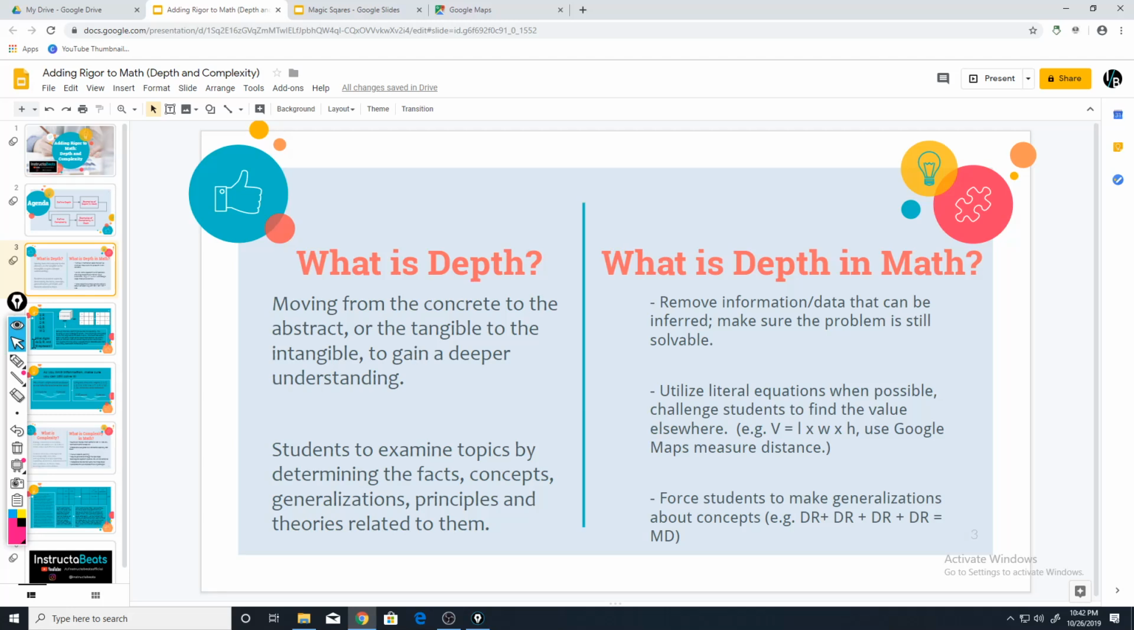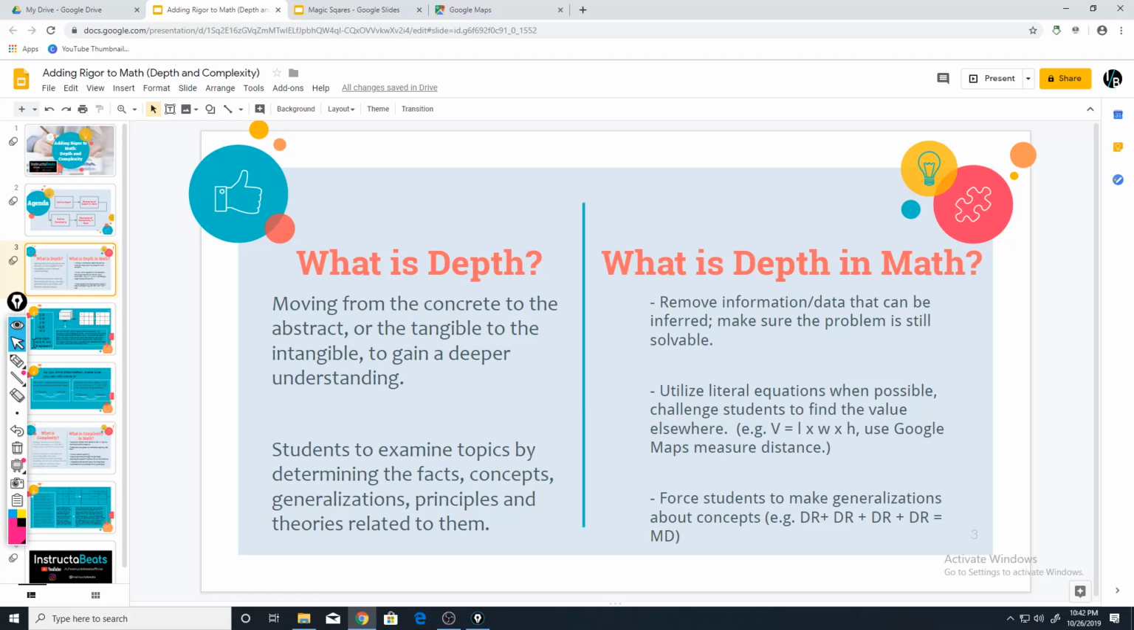Utilize literal equations when possible. Challenge students to find those values elsewhere. How cool is it that they can get on Google Maps and measure distance by right-clicking and selecting measure from this point to that point? It's a really fun tool to use, and you're eliminating information and forcing them to find those values elsewhere and utilize their understanding of volume or of area or of perimeter.